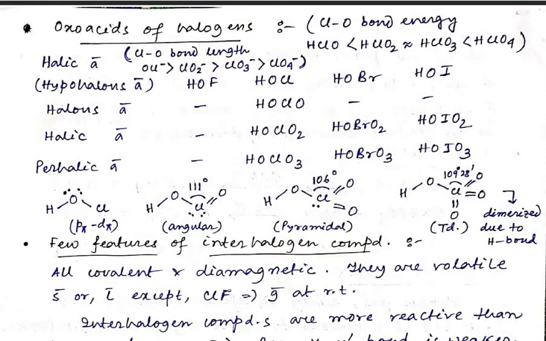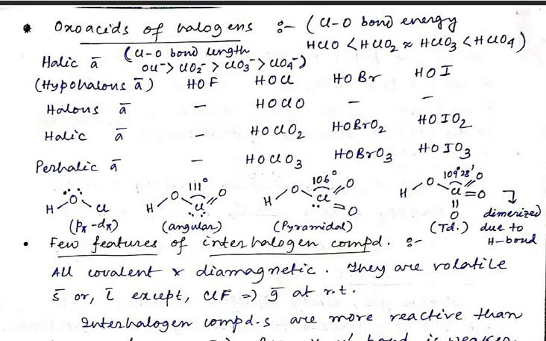For example, if I take bromine, it can form HOBr, HBrO3 and HBrO4, and if I take iodine, it will form HOI, HIO3 and HIO4. But only chlorine can form four types of oxoacids. That is HOCl, HClO2, HClO3 and HClO4.